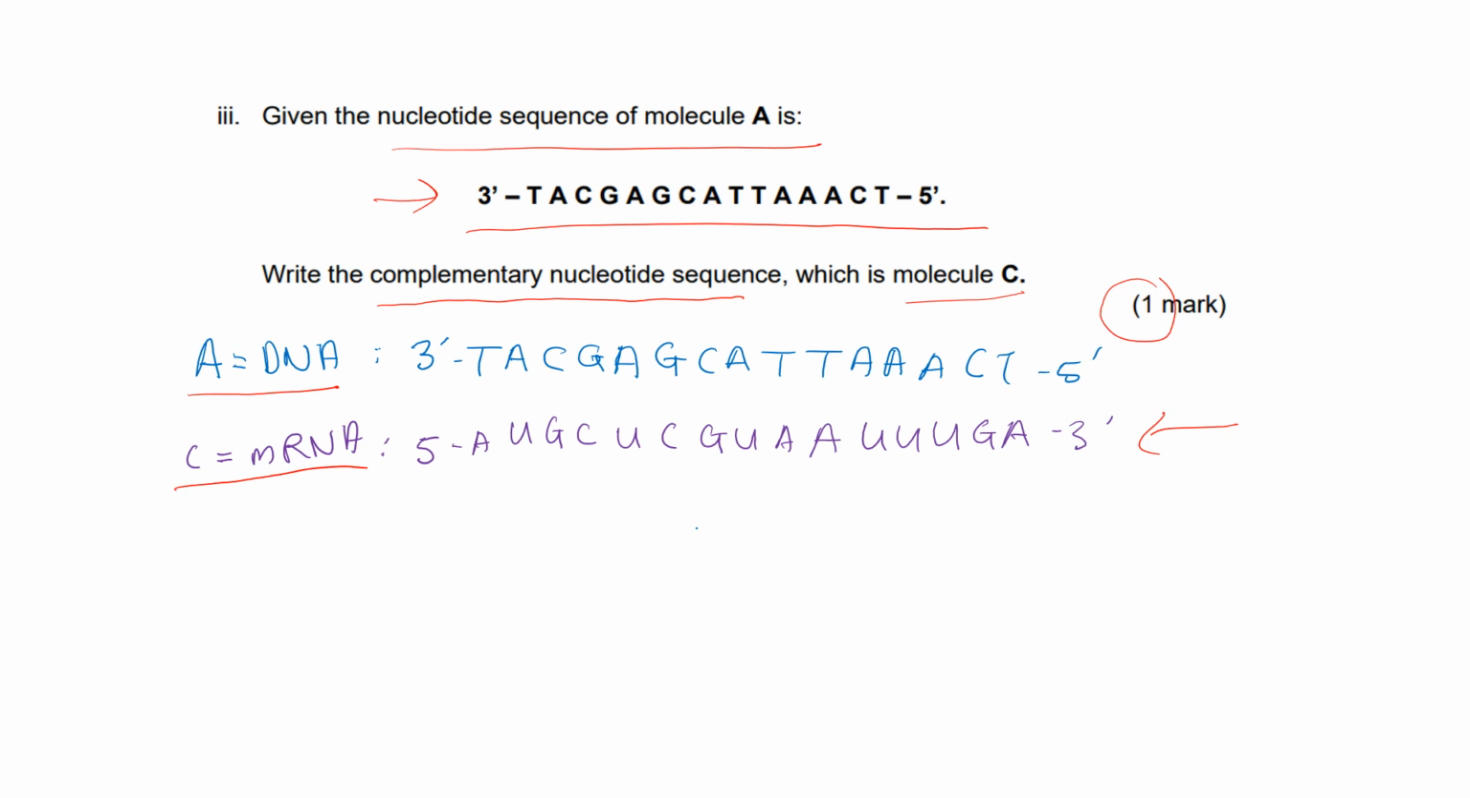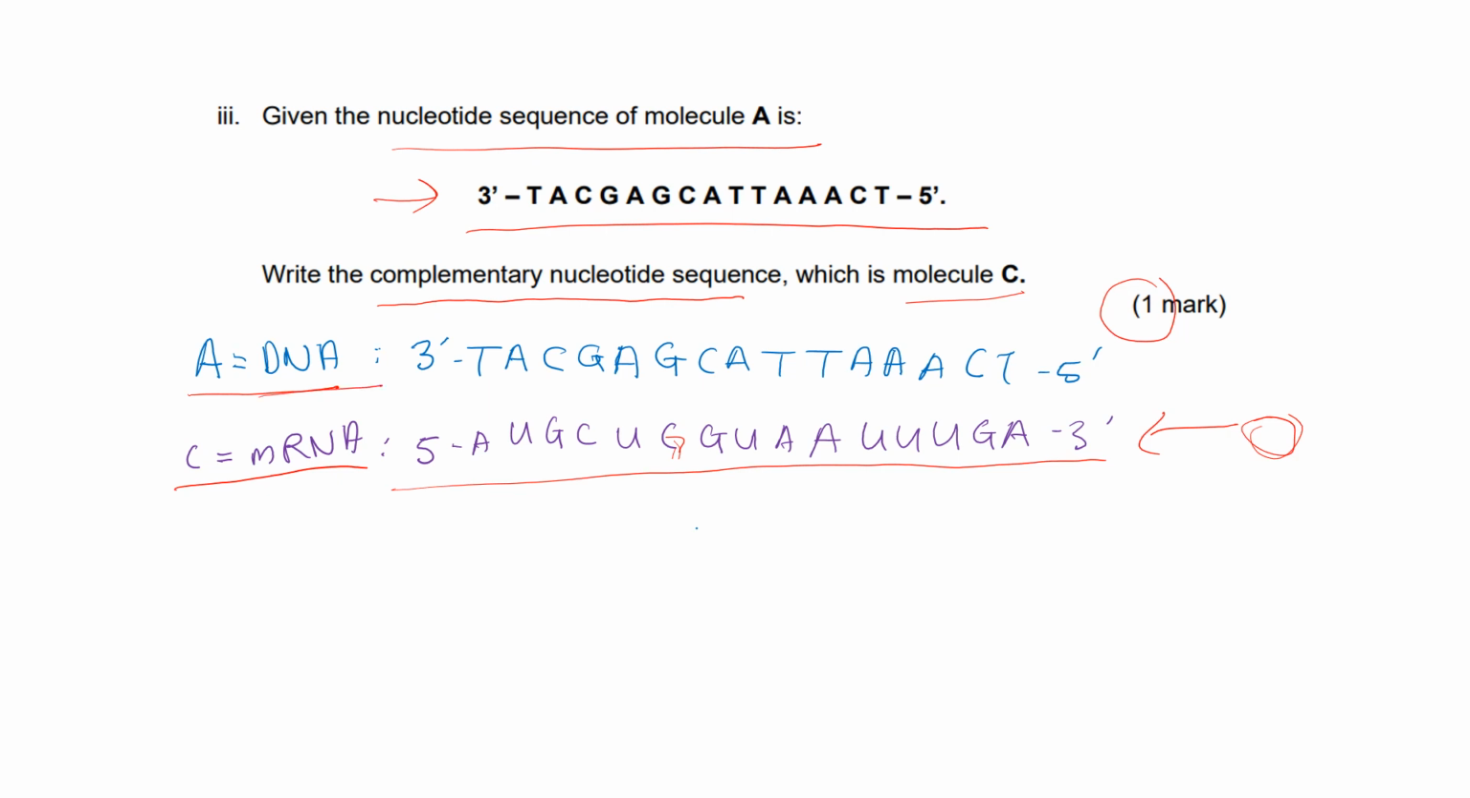Okay, so if you got one nucleotide wrong, for example here instead of C you write G, the whole of your sequence will be wrong, and then you will get 0 mark. Okay, so make sure you check your answer.